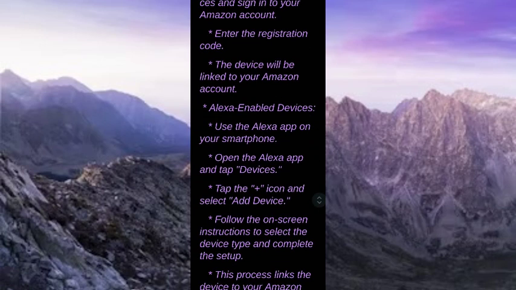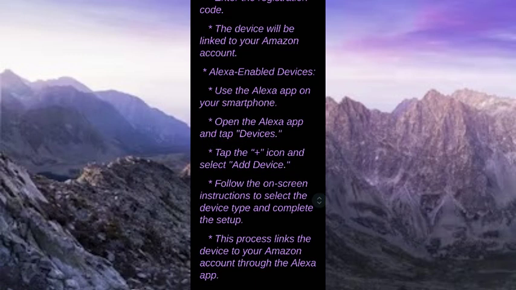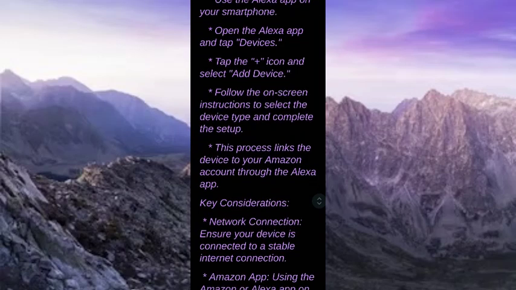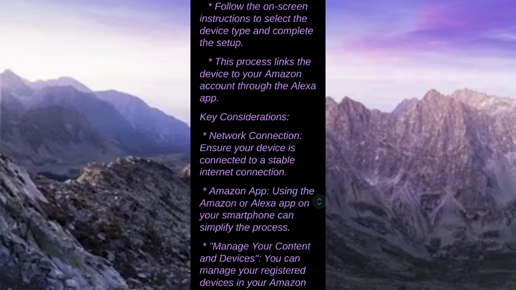If you're using Alexa-enabled devices, how do you do it? Use the Alexa app on your smartphone. Open the Alexa app and tap Devices. Then tap Plus Device or the plus icon and select Add Device. Follow the on-screen instructions to select the device type and complete the setup. This process links the device to your Amazon account through the Alexa app.